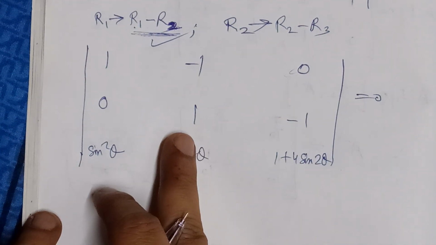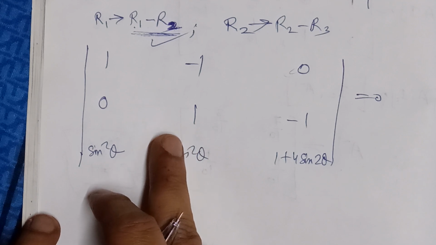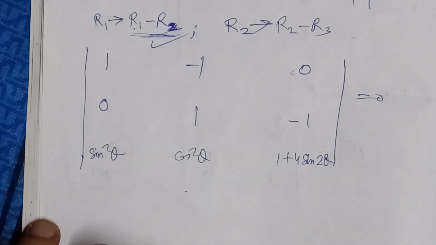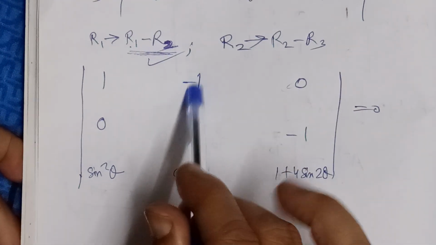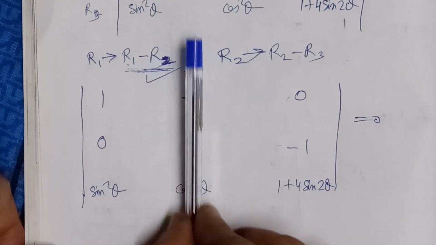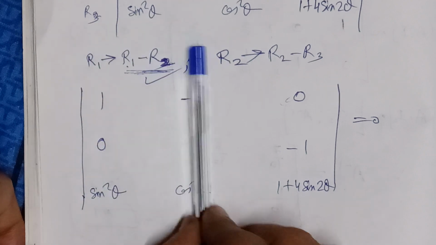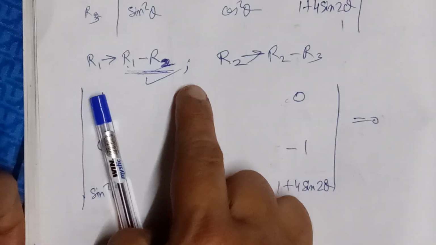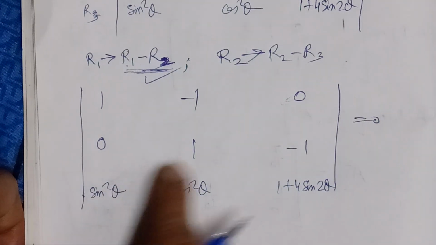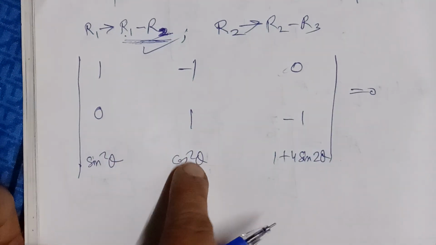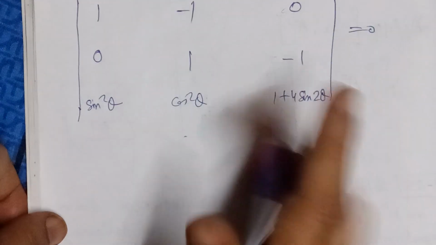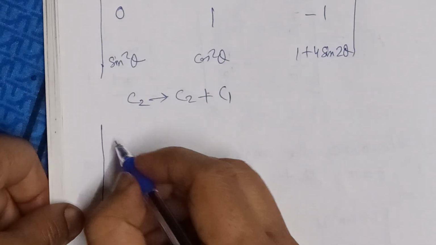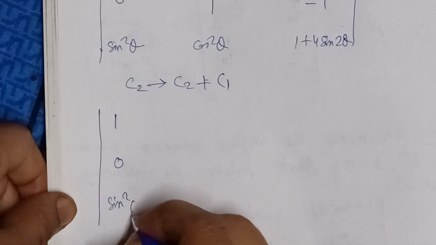For simplicity, we make another 0 here. We can add C1 with C2. When we add these two columns, we get 0 here, and 0 will not change here, it will become 1, and this will also be the adding of this value. So I perform the operation C2 plus C1. There is no change in R1, so I write R1 as 1, 0, sine square theta.